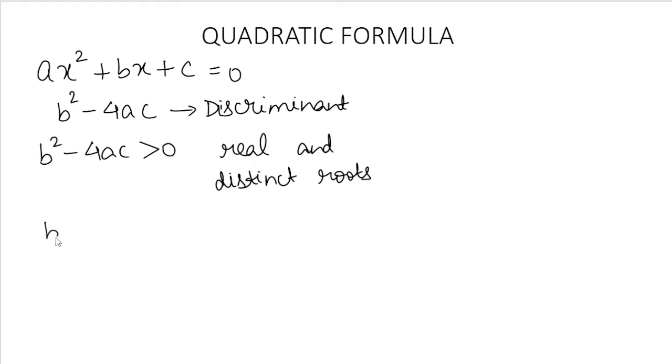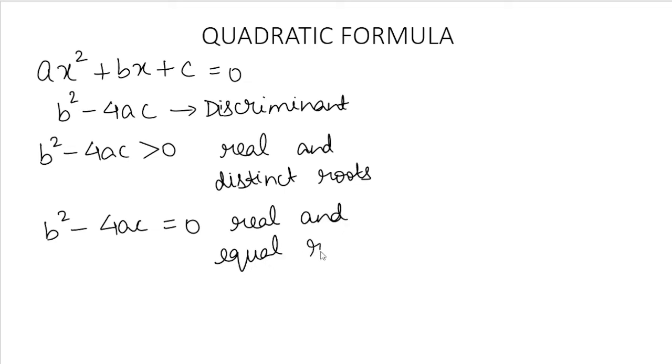Now what if this b² - 4ac comes out to be exactly equal to 0? Then also we will have real roots, but then we will have real and equal roots. We will have two roots in this case. Both the roots will be real numbers and also they will be equal. That means they will be the same.